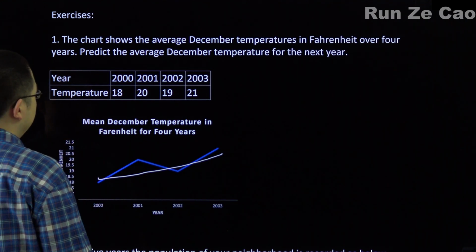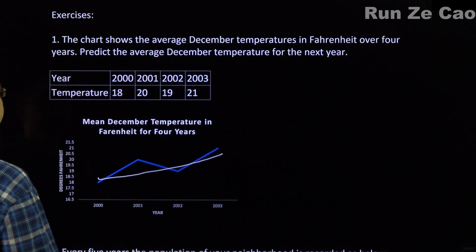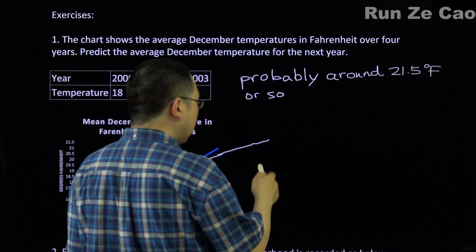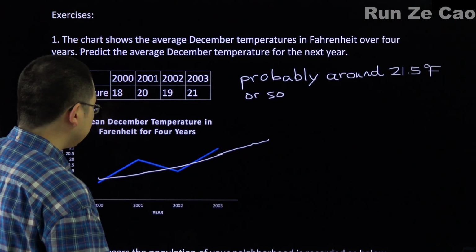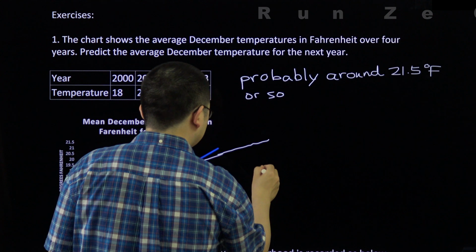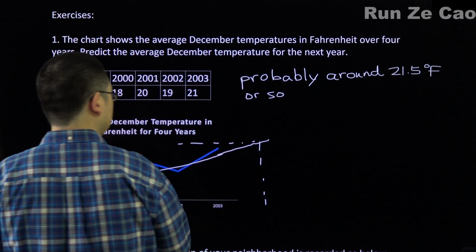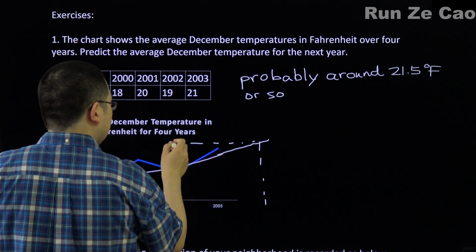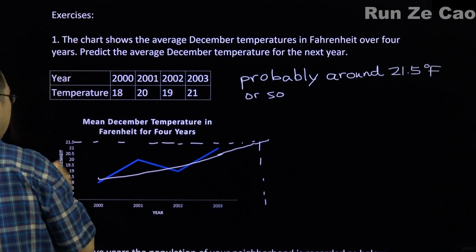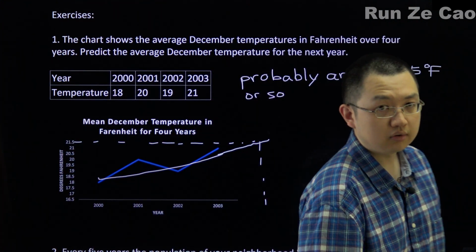So, predict the average December temperature for the next year. It's probably around 21.5 degrees Fahrenheit because by extending the line to roughly where 2004 would be, we can get approximately where this thing's going to end up, which is at 21.5 or so.